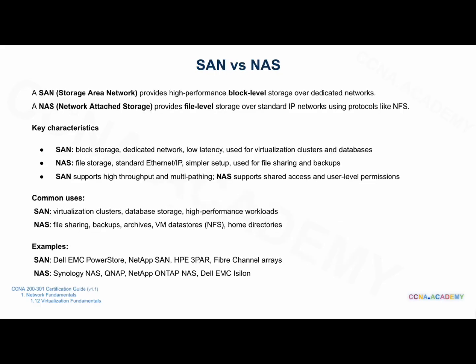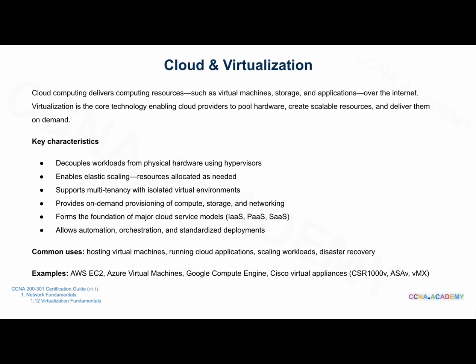A SAN provides block-level storage over dedicated high-performance networks like Fibre Channel. To the server, SAN storage looks like a local disk and is ideal for demanding workloads like databases and virtualization clusters. NAS provides file-level storage over standard Ethernet using protocols like NFS or SMB, making it perfect for file sharing, backups, and user directories. Both play important roles, but SAN is optimized for performance and low latency, while NAS focuses on accessibility and simplicity.